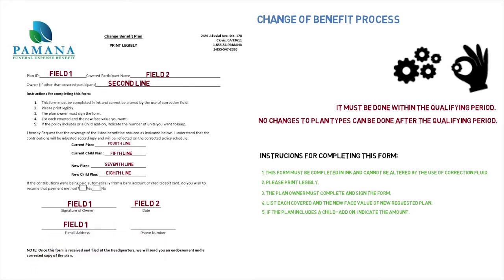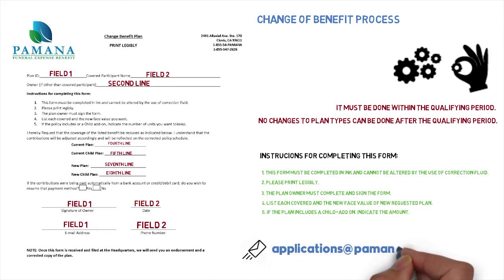The first field on the last line will ask the owner to provide their email address. The second field on the last line will ask the owner to provide their telephone number. Once this document has been completed and submitted to applications@pamana.life, a copy of the new certificate of coverage will be sent to the client. This concludes the change of benefit process.